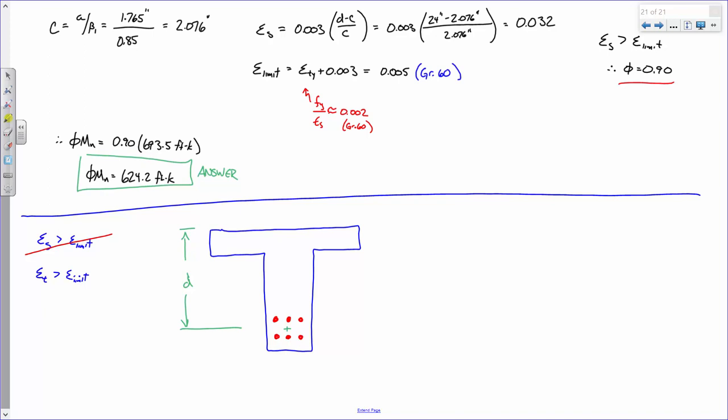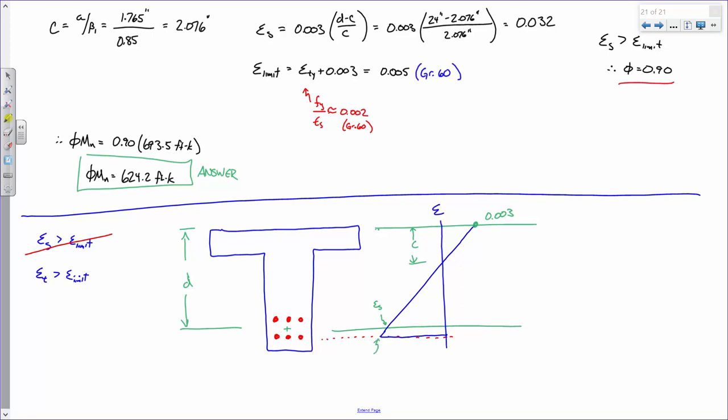Now, how do we use this strain profile, this 0.003 (d minus c) over c? All that is, is a similar triangles check on our strain, right? Remember, this dimension is c. That is 0.003, and that is epsilon sub s, right? But remember, I mentioned this a while back, and I didn't really elaborate on it, but there is a difference between the strain in the center and the strain at the bottom. Technically what we were supposed to do is compare the limit against that strain, not that one.